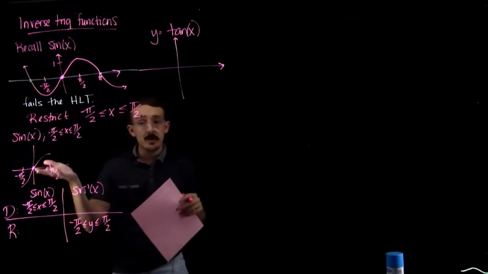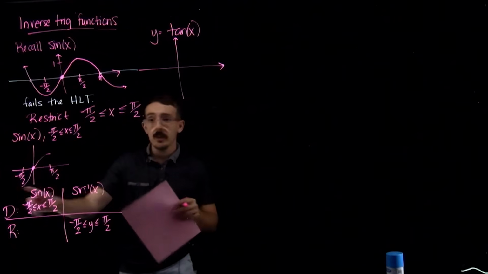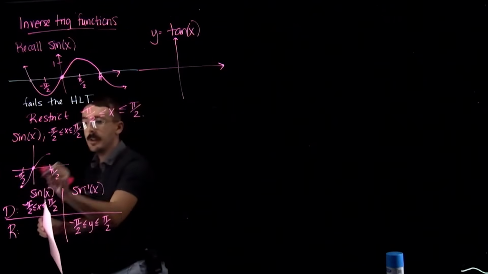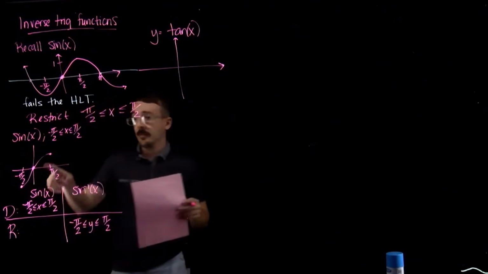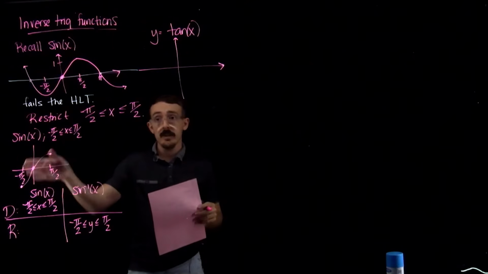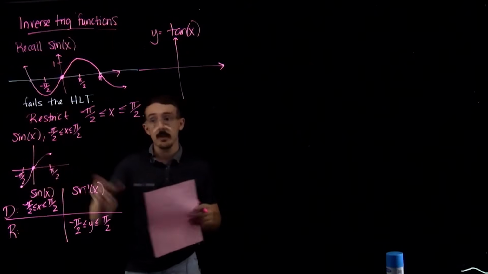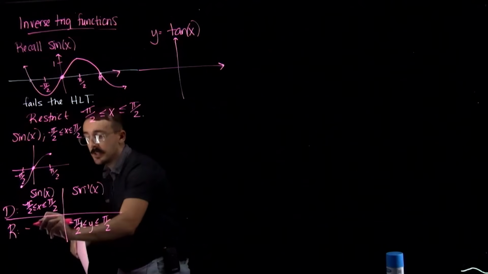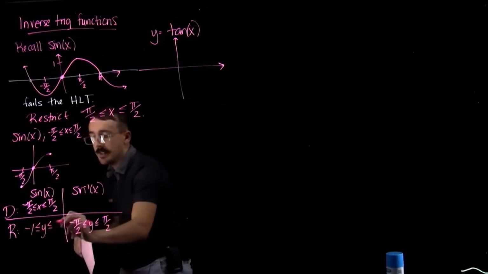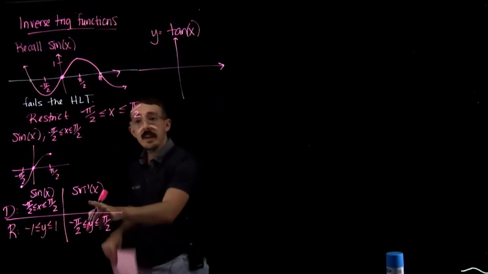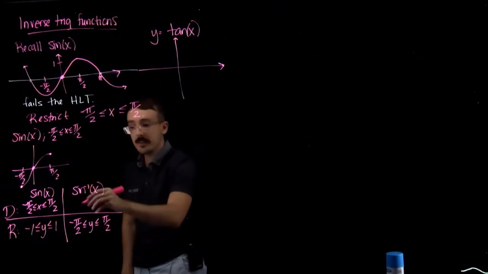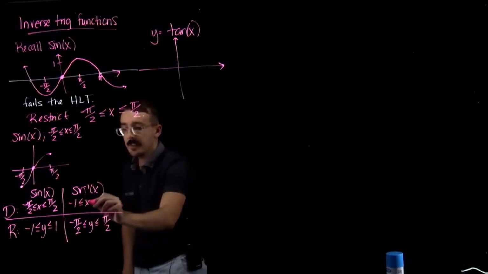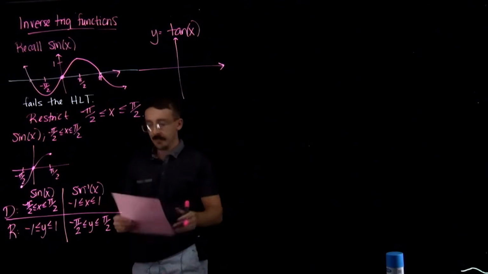So sine of x goes between what two y values? Well, the lowest point is negative 1, and the highest point is 1. So sine of x and cosine of x go between negative 1 and 1. So here for the range, y is between negative 1 and 1, and that's going to be the domain of the inverse function. So x is going to be between negative 1 and 1.